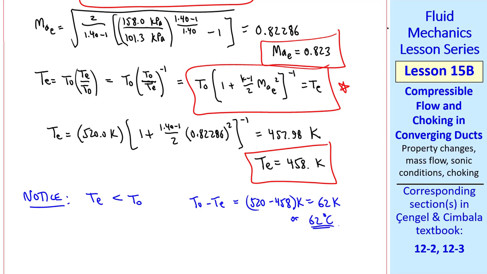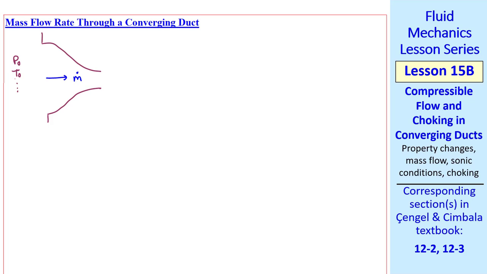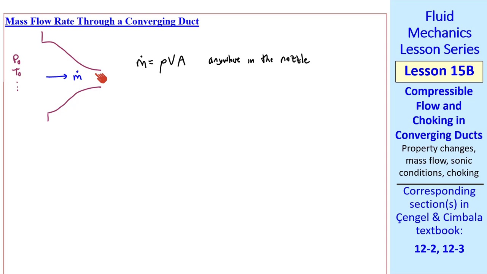And that little protrusion with the valve is a converging duct. Now let's consider the mass flow rate through a converging duct, again assuming that this flow comes from a large tank that is pressurized. Well, m dot is rho V A. Anywhere in the nozzle, we can apply that at any x location. We typically take the exit plane, since we usually know the conditions there.